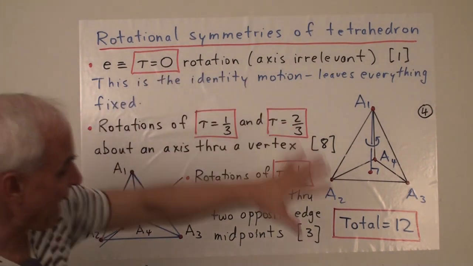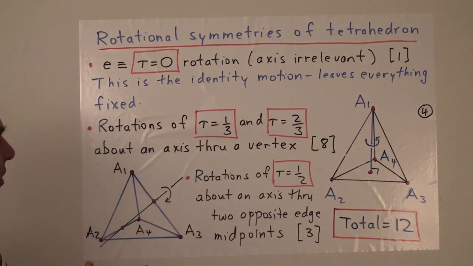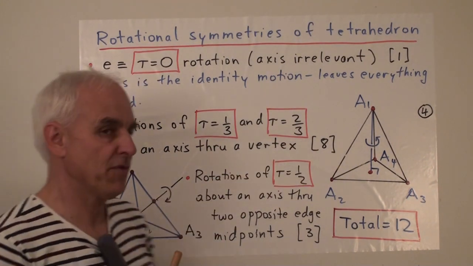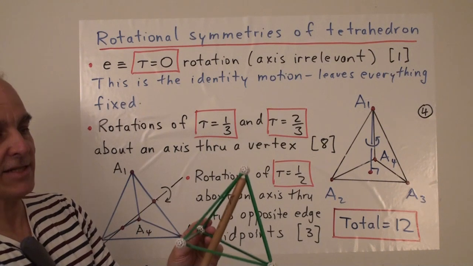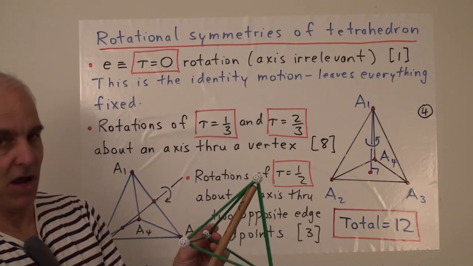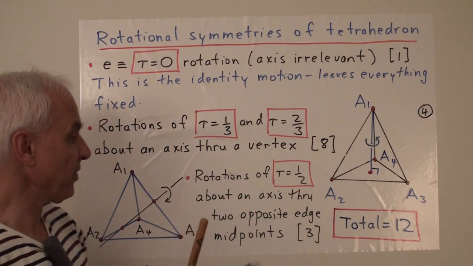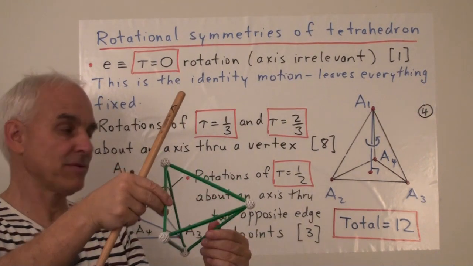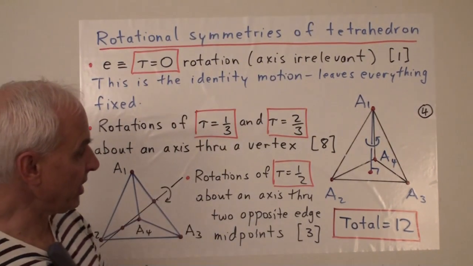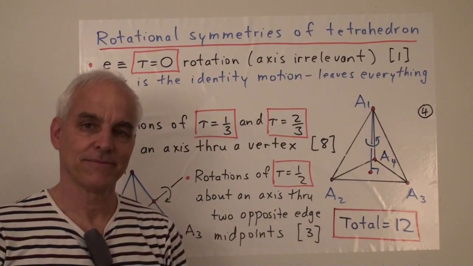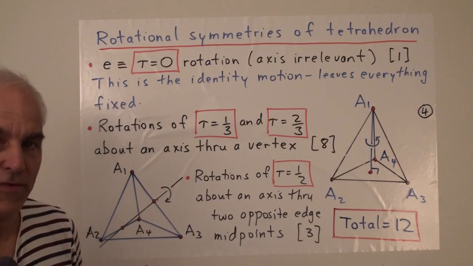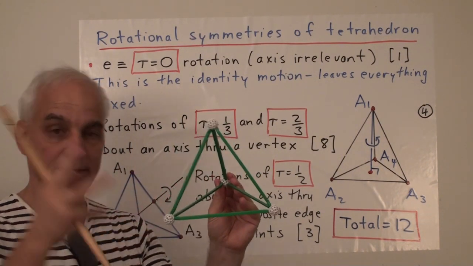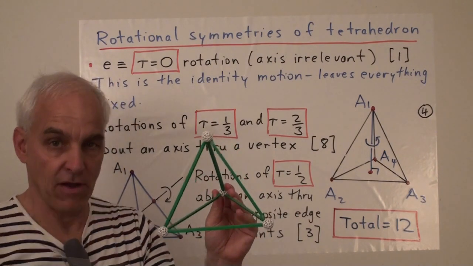So altogether, now for counting all of the rotations that we've found so far, we have 1 identity, we have 8 of these rotations through an axis determined by a vertex and the opposite face, and we have 3 of these rotations determined by opposite edges, for a total of 1 plus 8 plus 3, which is 12. Altogether we found 12 different rotational symmetries or rigid motions that take the tetrahedron to itself.